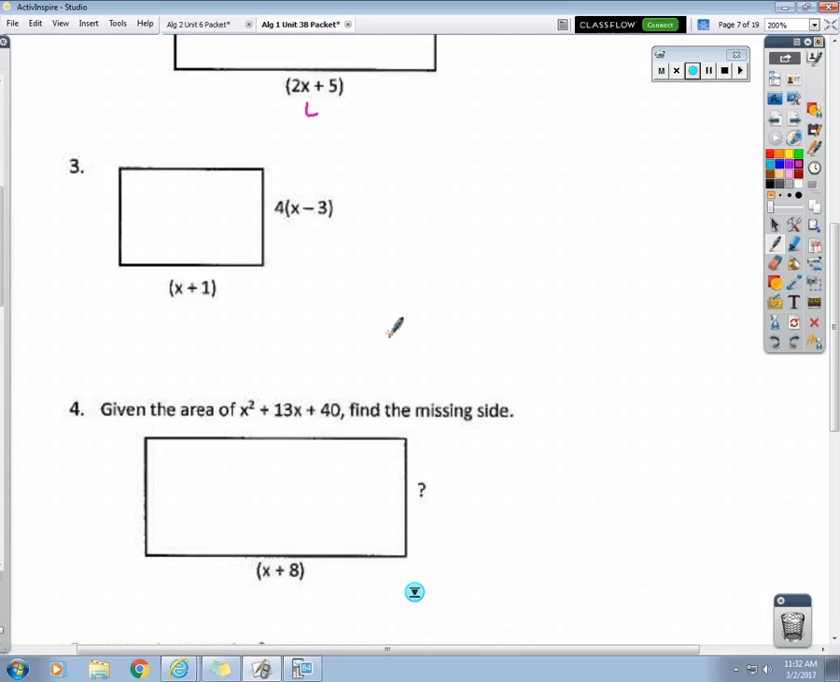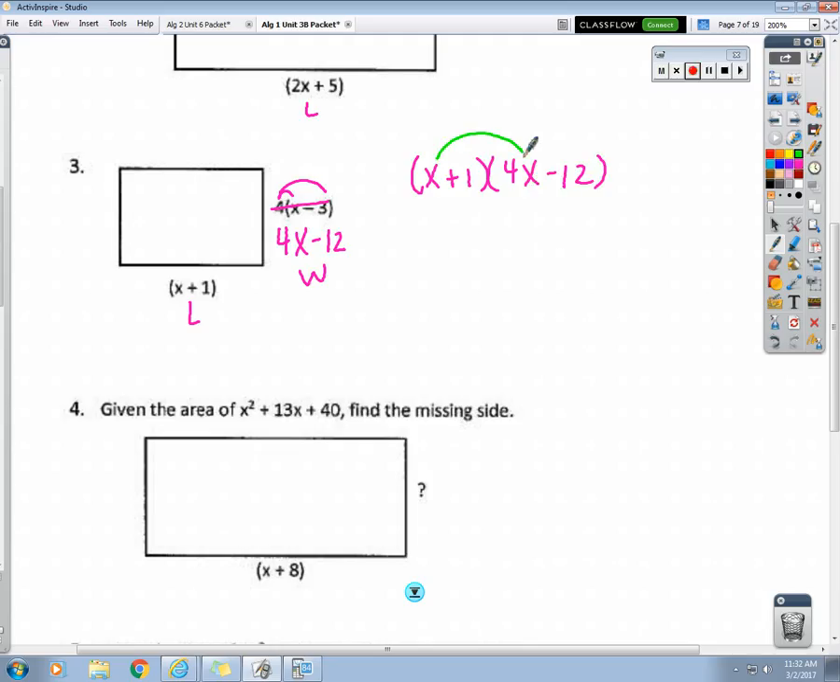Very good. 4x squared minus 8x minus 12. Let's talk about how they got that. The first thing that you should go ahead and do is distribute this 4 to the x minus 3. And when you distribute 4 to x minus 3, it becomes what? 4x. Right. 4x minus 12 is what that becomes when you distribute it. So now you have a length of x plus 1 and a width of 4x minus 12. And to find the area, you multiply the length times the width.